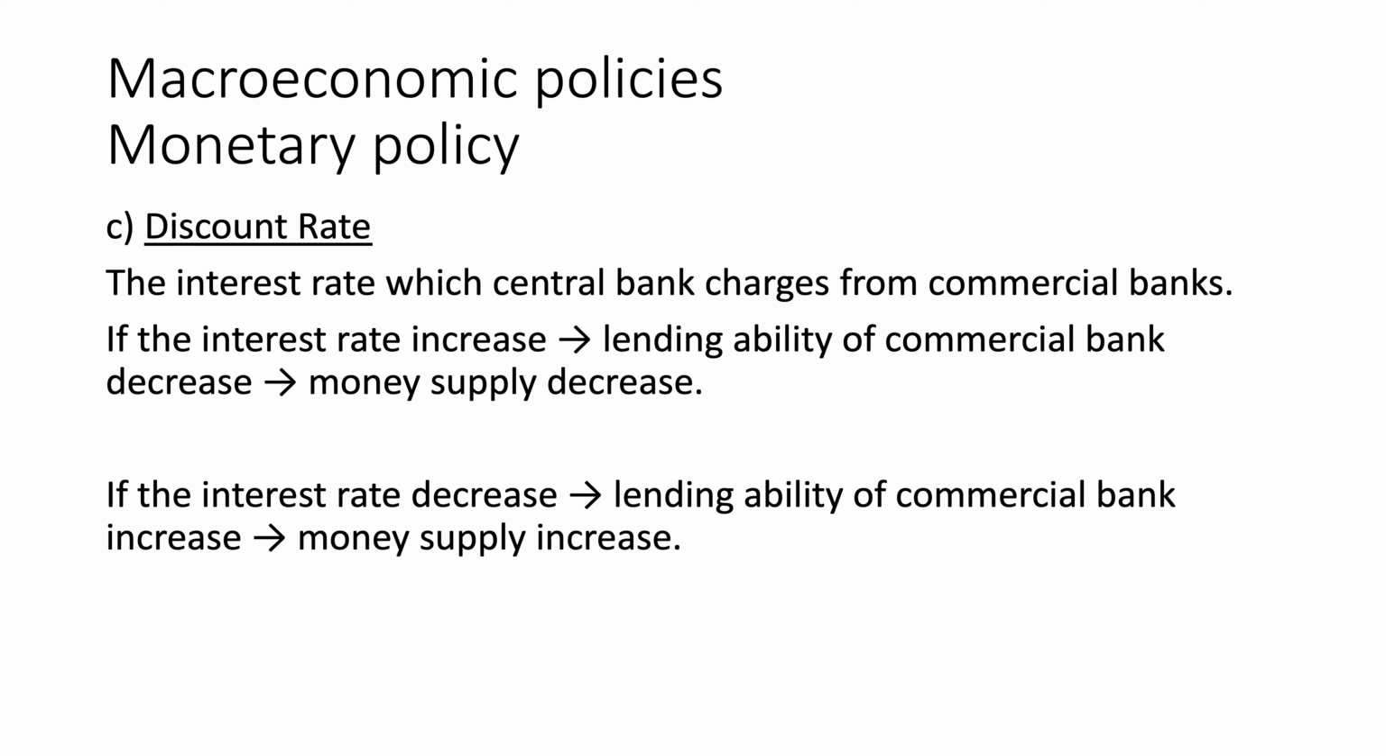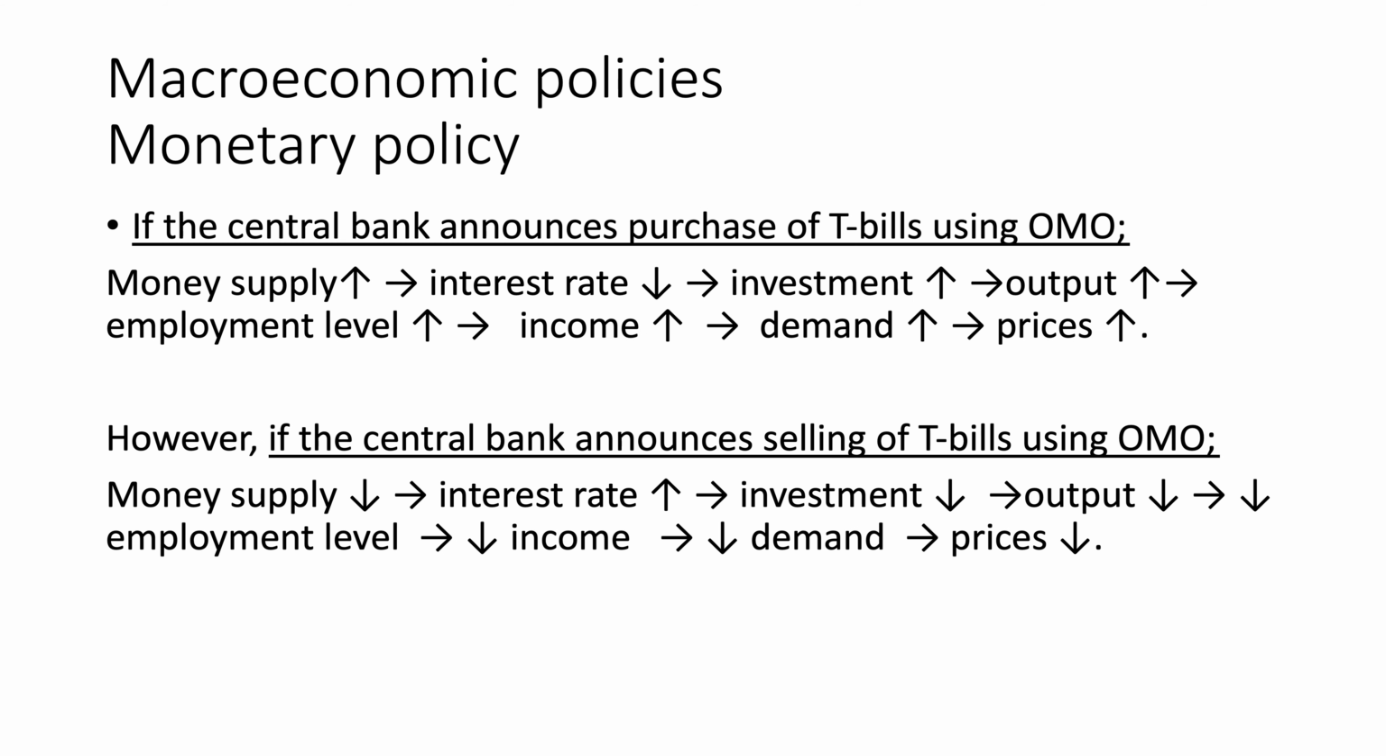So over here we are going to observe only one of the techniques, and that's the open market operation. If the central bank announces the purchase of T-bills, or you can say government securities, using open market operation, it means that the securities will go to the central bank and cash reserves will move to the commercial banks. That increases the money supply.